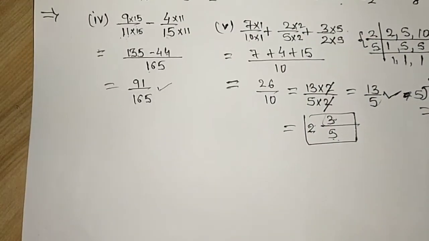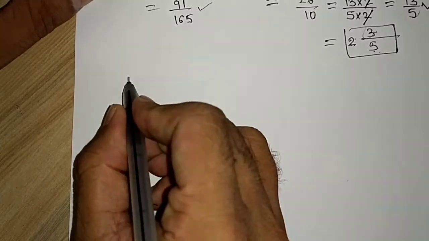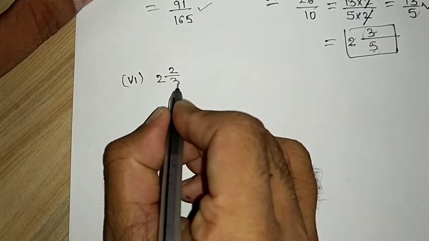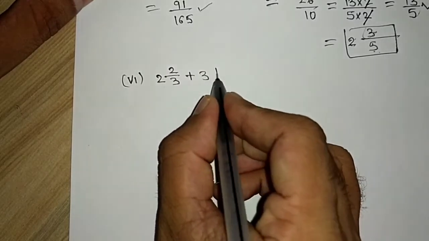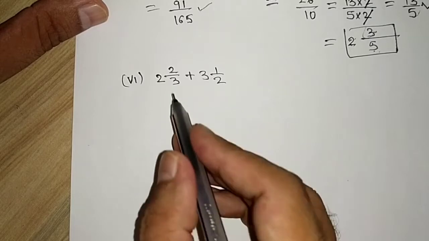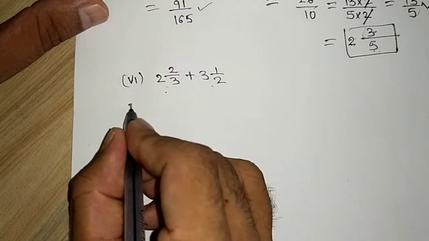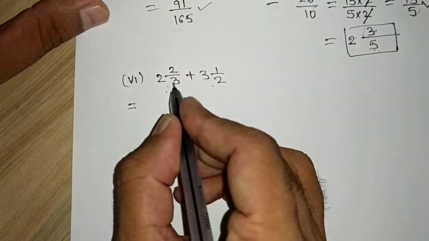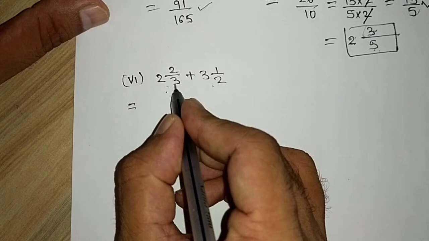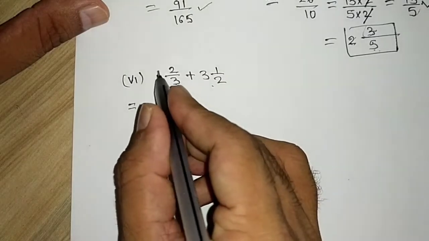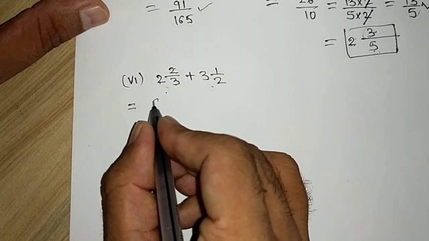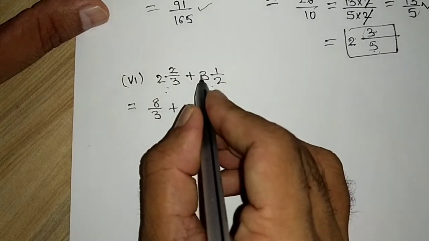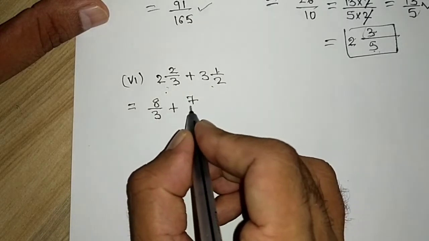Now let us move to the sixth part. The sixth part is 2 integer 2 by 3 plus 3 integer 1 by 2. Here they have given us mixed fractions. So first we will convert them and write them as improper fractions and then solve it. So to convert it into an improper fraction, what do we do? 3 2s are 6 plus 2, that is 8 divided by 3, plus 2 3s are 6, 6 plus 1 is 7. 7 divided by 2.